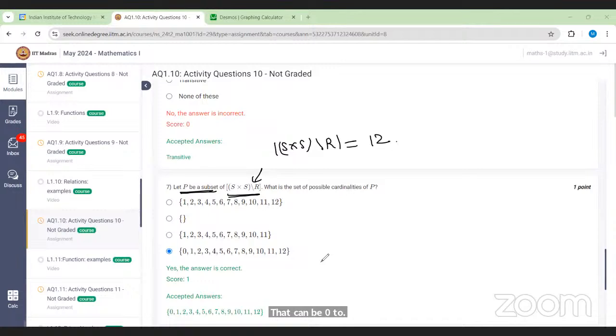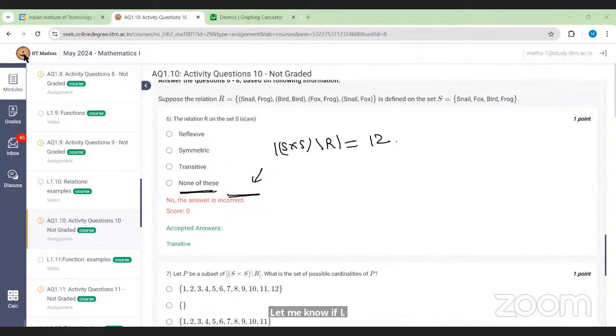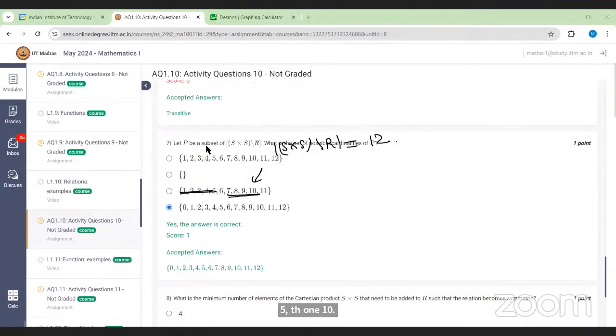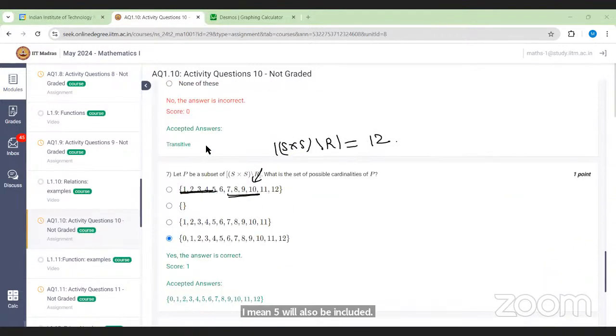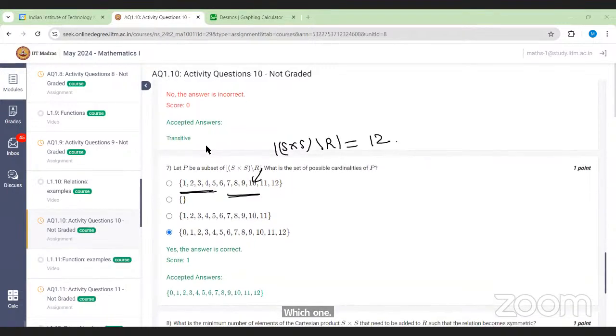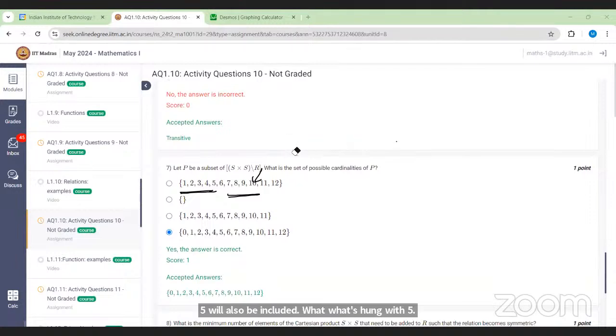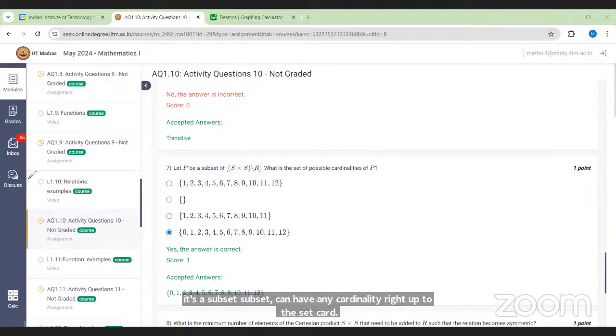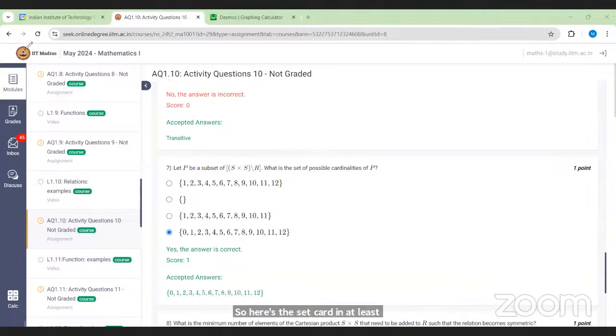Student: The fifth one, ma'am, 5 will also be included. What's the harm with 5? Because it's a subset, it can have any cardinality up to the set cardinality. Here the set cardinality is 12, so P can have cardinality from 0 to 12. Okay, 5 will be there. Thank you, ma'am.